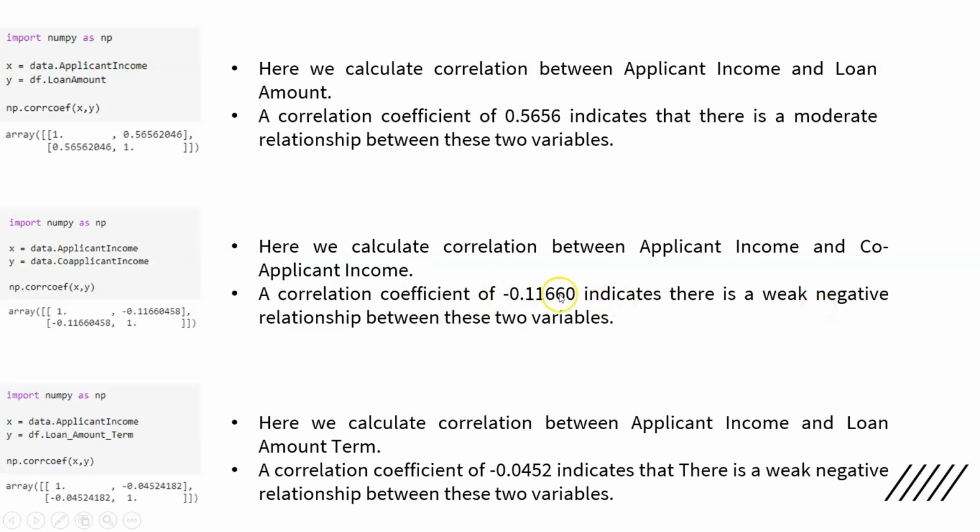Please understand, this is closer to 0 than to -1 or +1. If you look at the relationship between applicant income and loan term, it is in fact closer to 0, at -0.04. That means there is a weak relationship between the two variables. Are you getting what I'm trying to say?